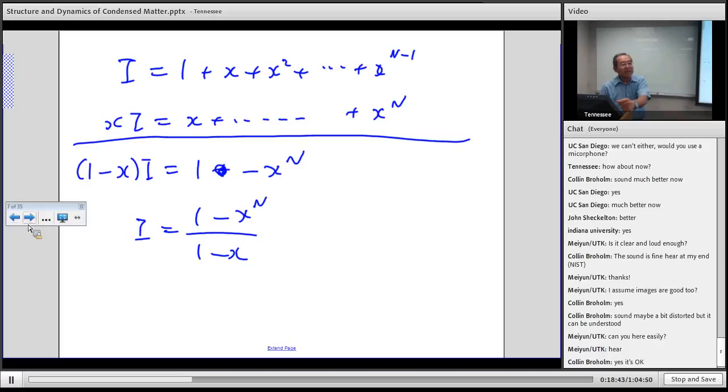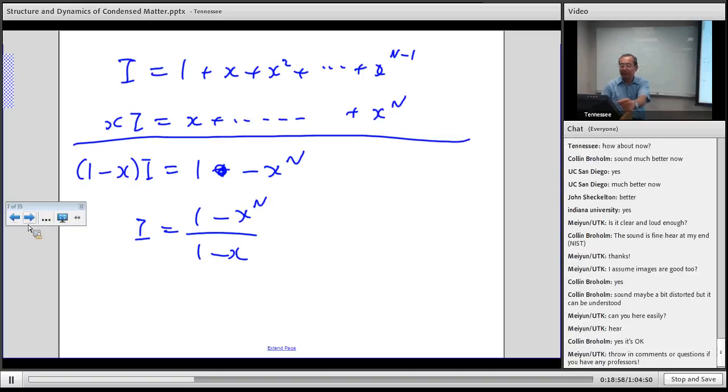So the point is that this is an interesting function of n. Okay, if n is only 1, by the way, I said I, but this is the amplitude. So the intensity is the square of that, okay?